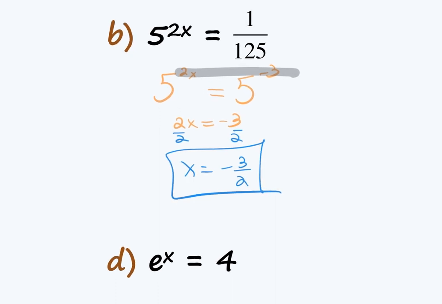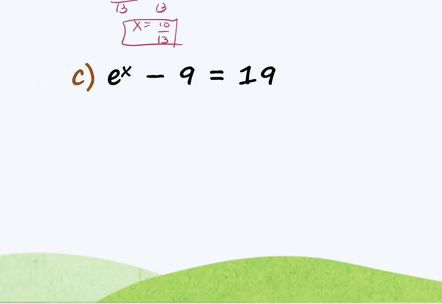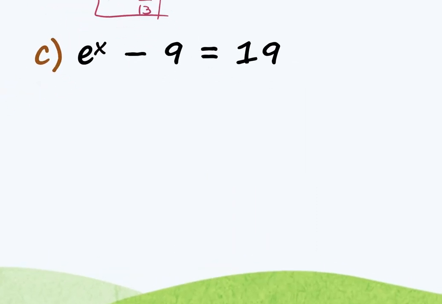Still good? All right, go to C. Yeah, sure. First of all, this is the first time I've had something in addition to an exponential term on one side of the equation. I want to isolate it. I want to get whatever's raised to the power by itself. So I'm going to start by adding the 9 to the other side. And I get e to the x equals 28.